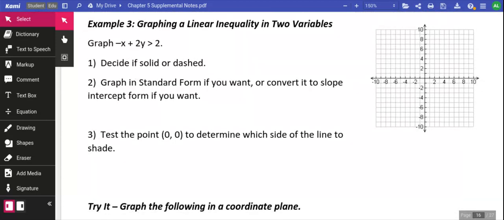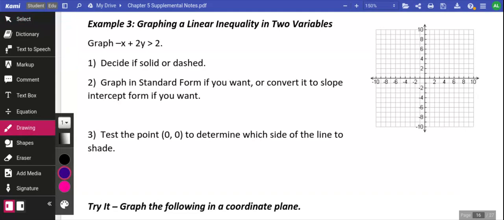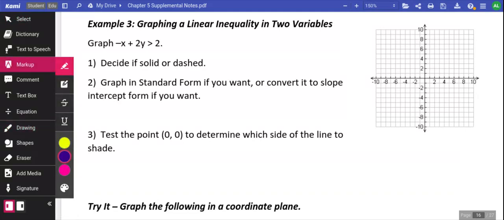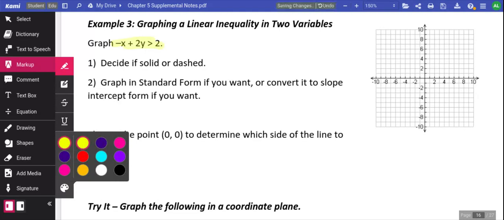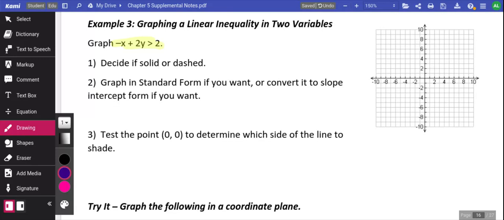All right, so we are graphing another linear inequality. So we have negative x plus 2y is greater than 2. So first off, decide if it's solid or dashed. We can see that this one is going to be a dashed line because it's just greater than. I don't really like graphing in standard form, so I'm going to convert this line to slope-intercept form because I think that's the easiest way to graph.